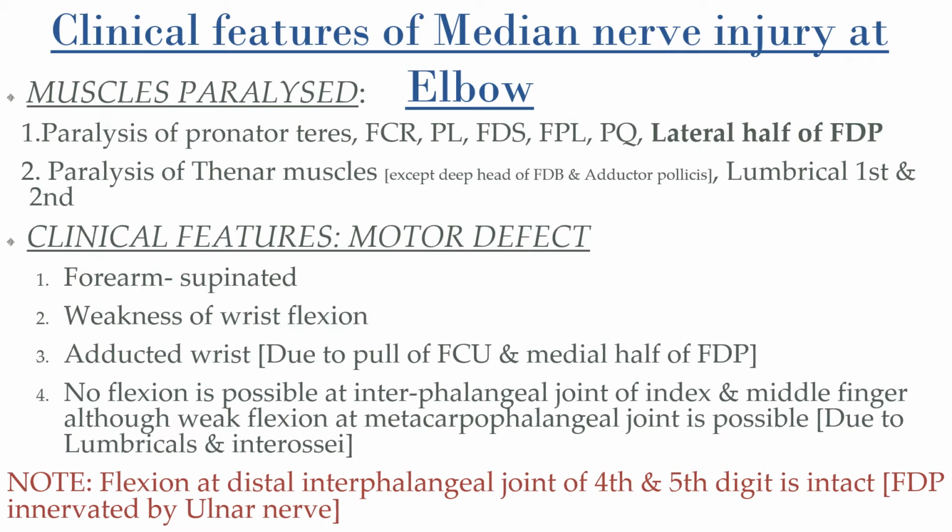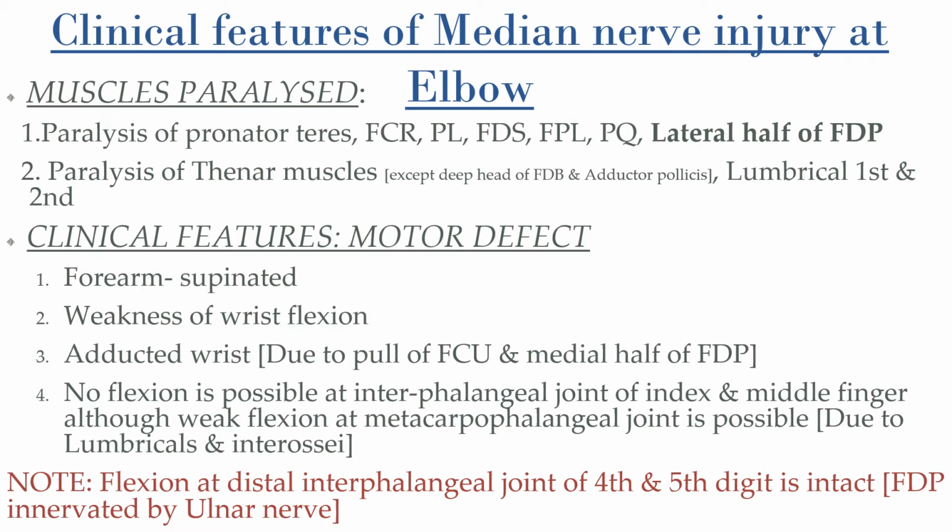The forearm of this patient will be in supination. Patient will complain of weakness during flexion of wrist joint, and flexion of wrist joint is yet possible because the flexor carpi ulnaris and medial half of flexor digitorum profundus are yet intact.